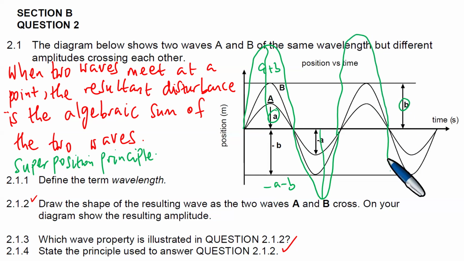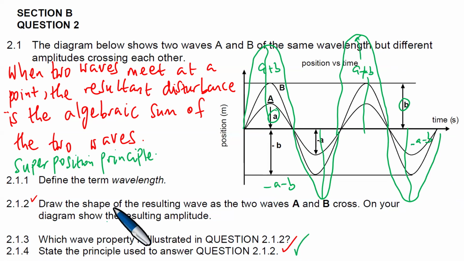So this is called superposition or constructive interference. They amplify each other, and therefore you have A plus B here, and this one is minus A minus B. So stating the principle used is exactly that. What is the superposition principle? It says when two waves meet at a point, the resultant disturbance is the algebraic sum of the two waves. That is called the superposition principle.